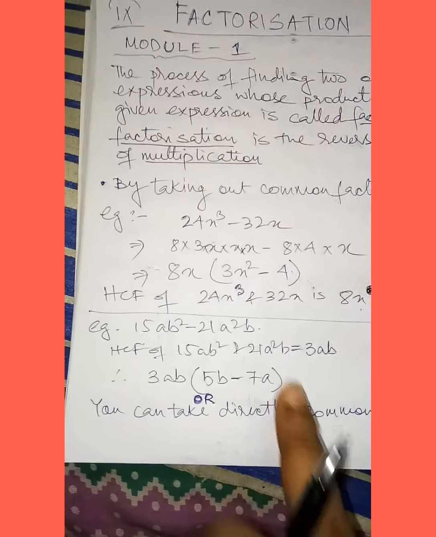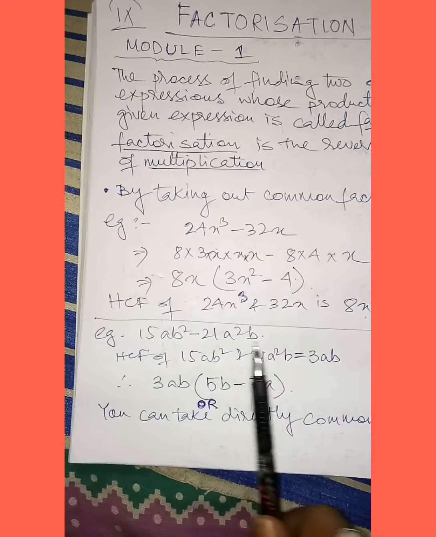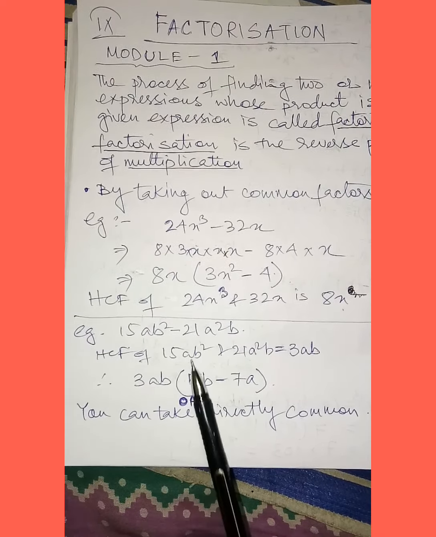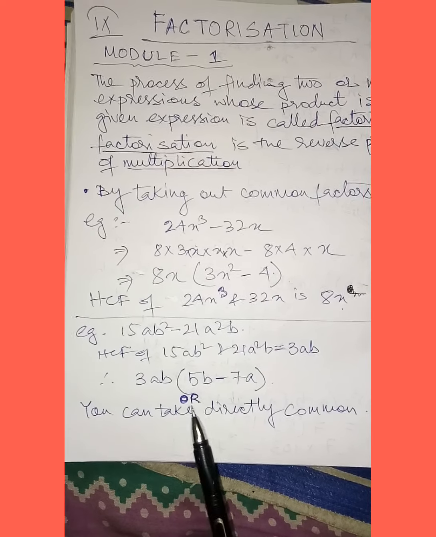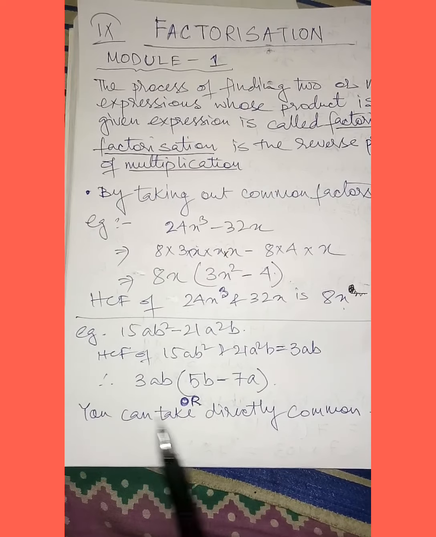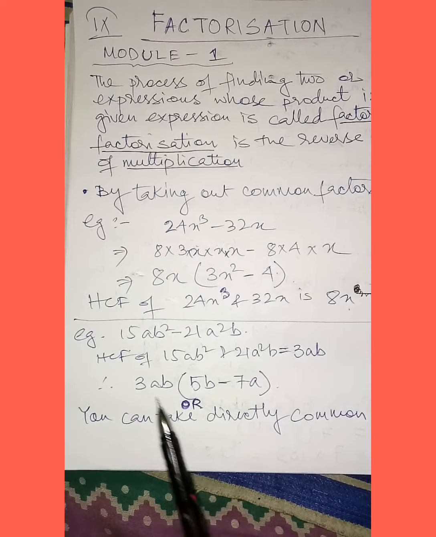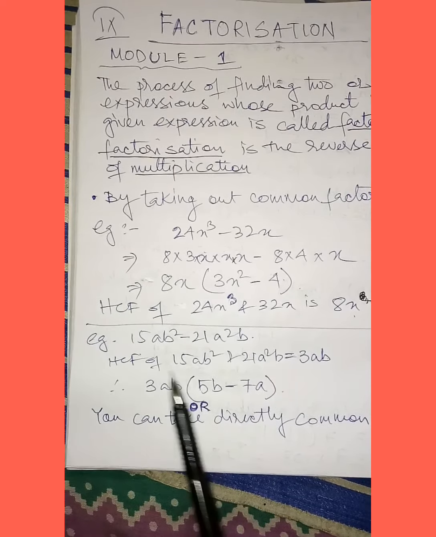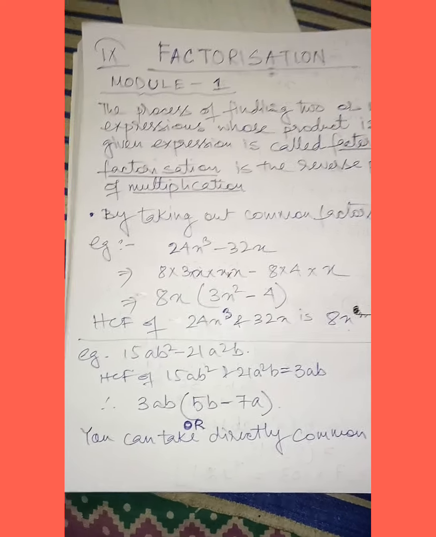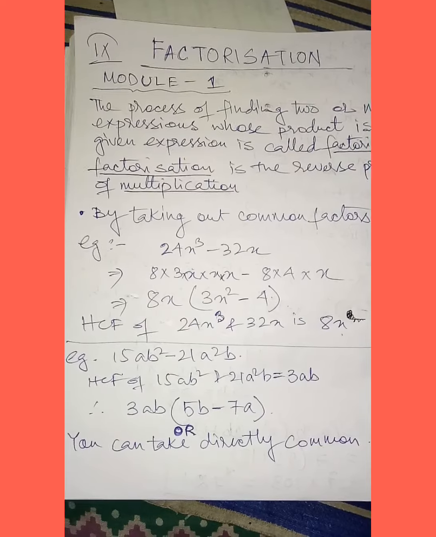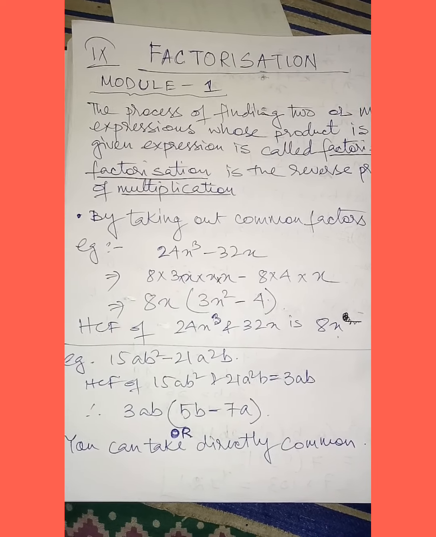Then one more example. See, same kind of question I've written, taking the HCF, and this one is 3ab. You can take the common part directly. You don't have to write these things down, you can take the common part directly from the question itself. Okay, now we go for the second exercise, factorizing by grouping of terms.